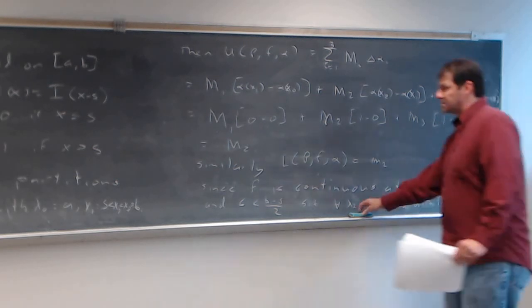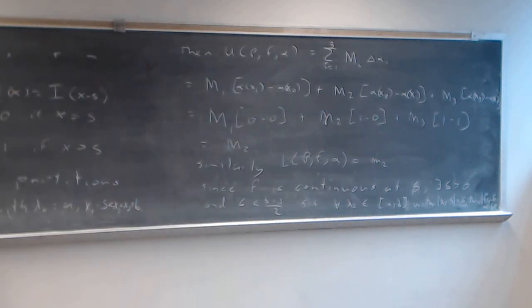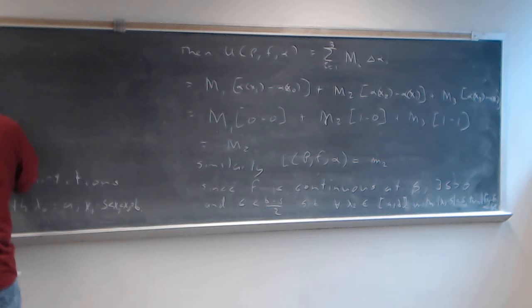It'll be less than any positive number, as long as I pick the right delta. I can pick the right delta for any positive number. I picked epsilon over 2 to be the number.